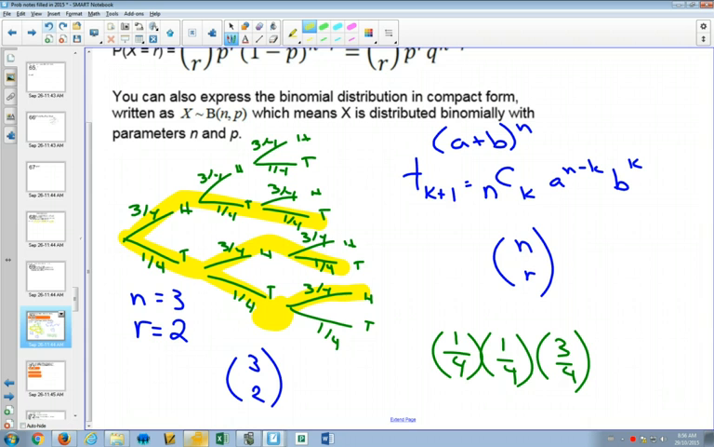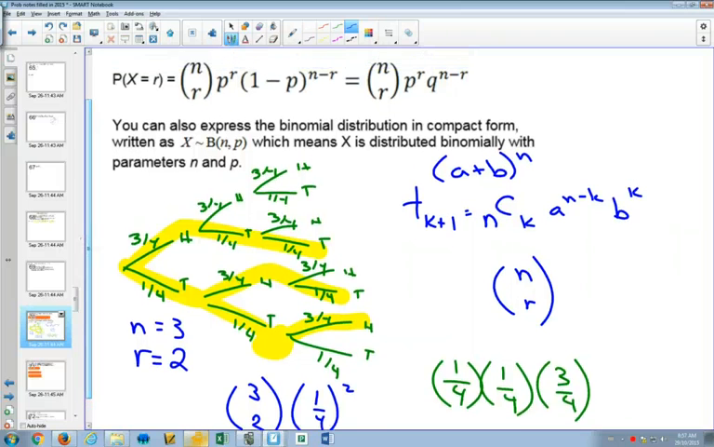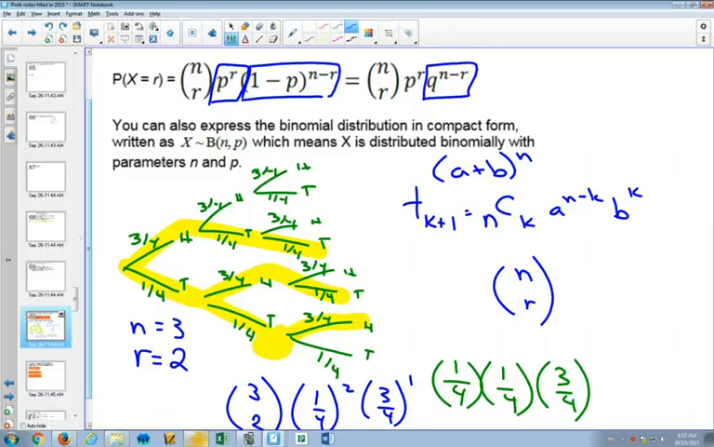Then no matter which of the branches you choose, since the probabilities stay the same and each trial is identical, we'll have 2 1/4 and 1 3/4. So we have our 1/4 squared, and that matches up your probability of success to the R. And you have 3/4 once, which matches up with 1 minus P or Q to the 3 minus 2, which is whichever ones are left. Okay?